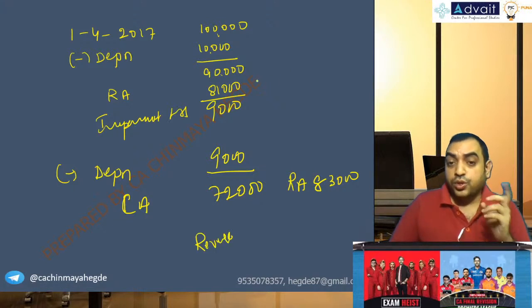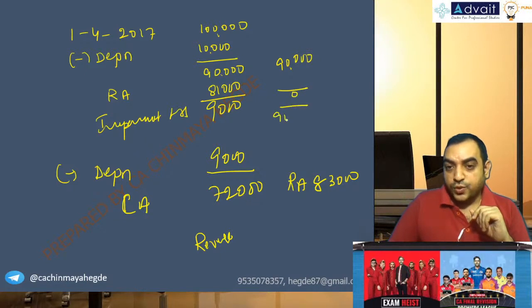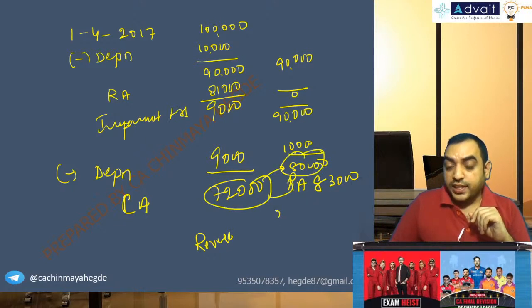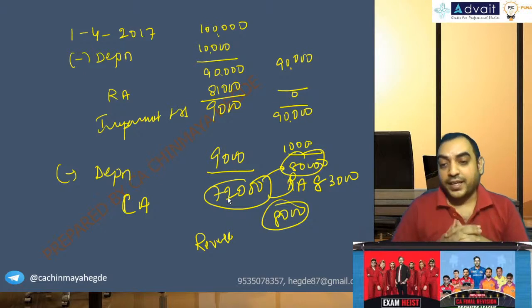For that, you should calculate the value of the asset as if there was no impairment. No impairment means 1 lakh minus 10,000, which would be 90,000 only. You would have continued at 90,000 and provided depreciation of 10,000, so it would have become 80,000. So from 72,000 to 80,000, only 8,000 can be allowed for reversal of impairment.